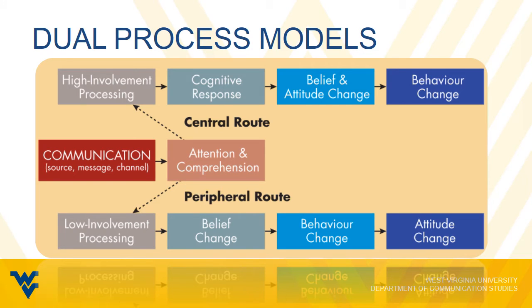Here you can see the dual processing model. If we're processing centrally, we use high involvement processing, cognitive response, resulting in belief and attitude change, and finally behavior change. If we're processing peripherally, we have low involvement processing, leading to belief change, then behavior change, and possibly at the end, attitude change. Thinking carefully about information leads to longer-term behavioral change because it is preceded by attitude change. When we think critically about a message, we can change our underlying attitudes and, as a result, behave differently. We might be persuaded to behave differently by behavioral cues, but this behavior doesn't involve long-term attitude change, and as such, tends to be short-term.